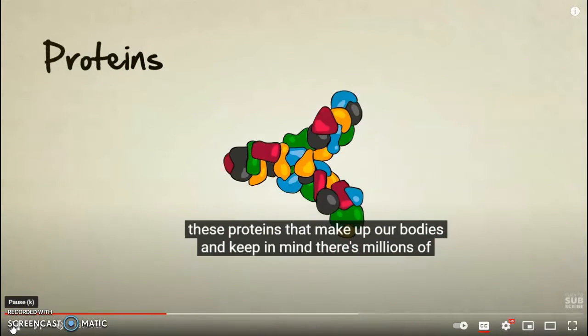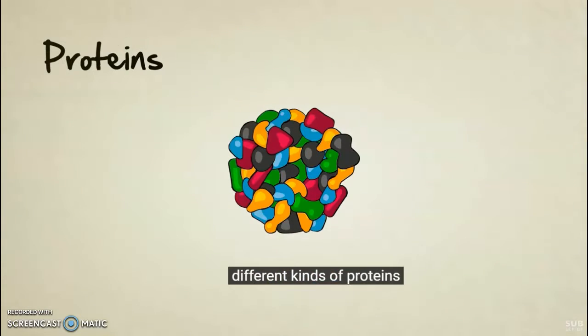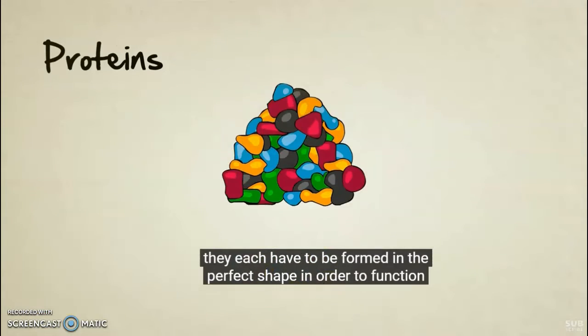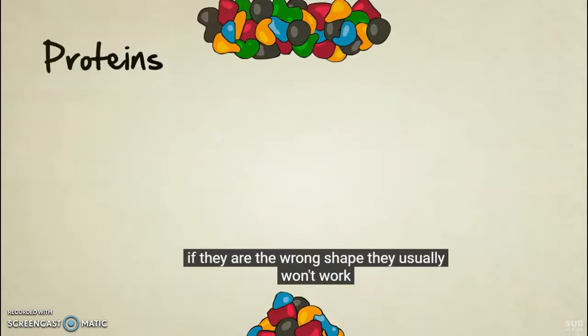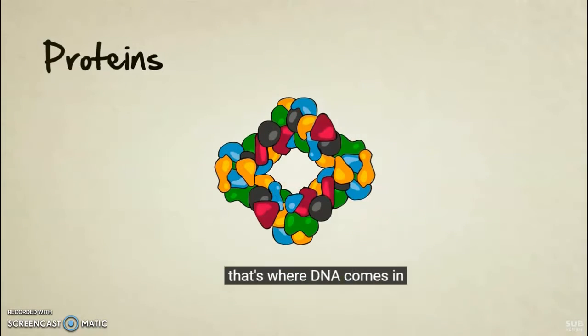These proteins that make up our bodies, and keep in mind, there's millions of different kinds of proteins. They each have to be formed in the perfect shape in order to function. If they're the wrong shape, they usually won't work. That's where DNA comes in.